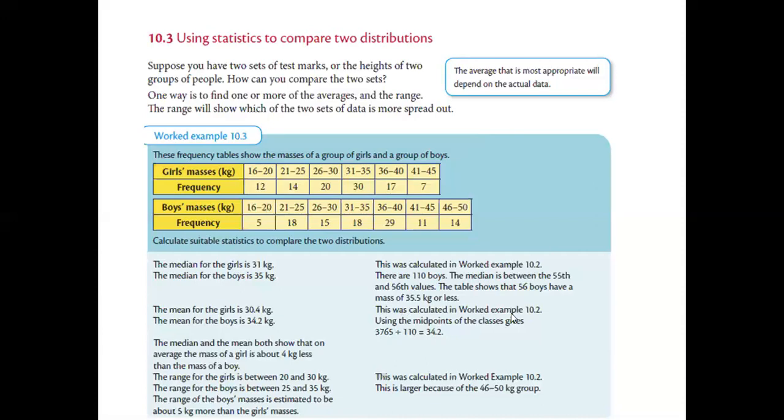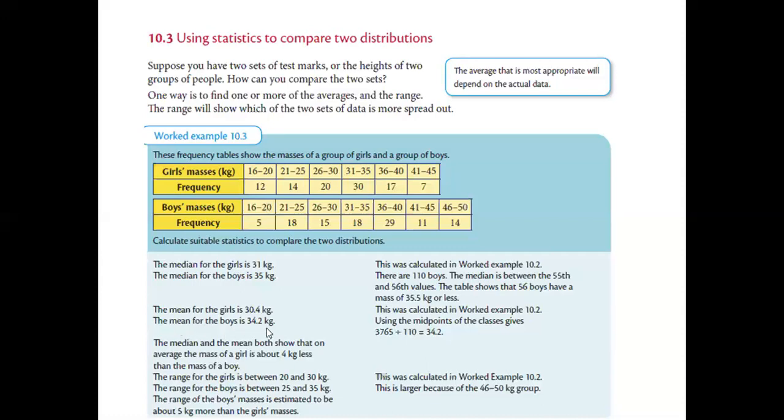If you remember, it was the last unit's example, as you see written here. This was the calculation in worked example 10.2, using the midpoints of the classes. It gives 3,765 divided by 110. Sorry, it's the mean of girls. The first one was 30.4 kilograms. After calculating, at the end of the operation divide by the number of kilos, and you'll find 30.4.